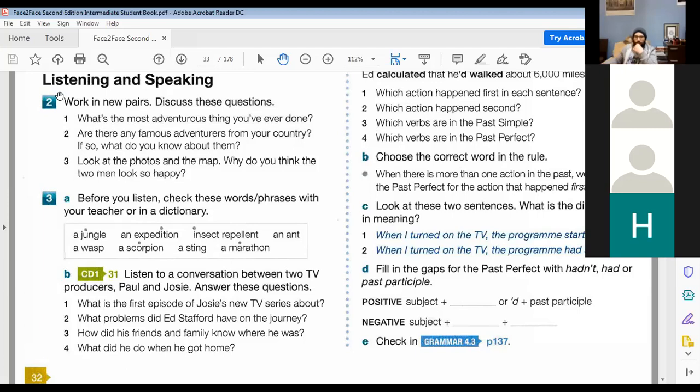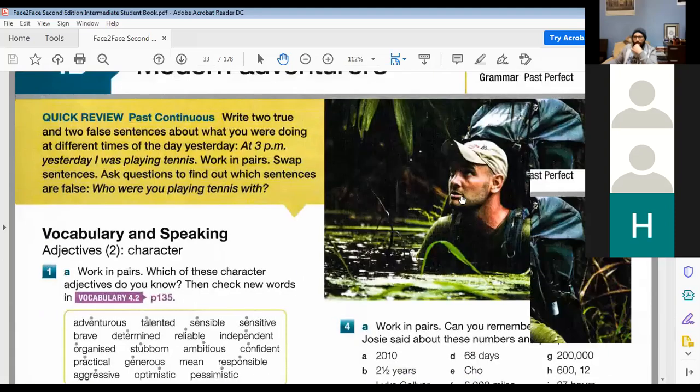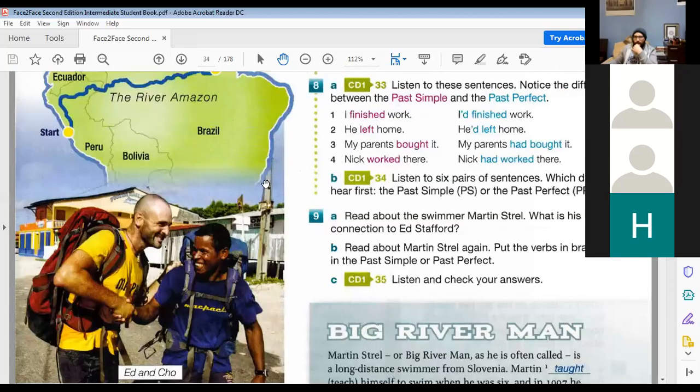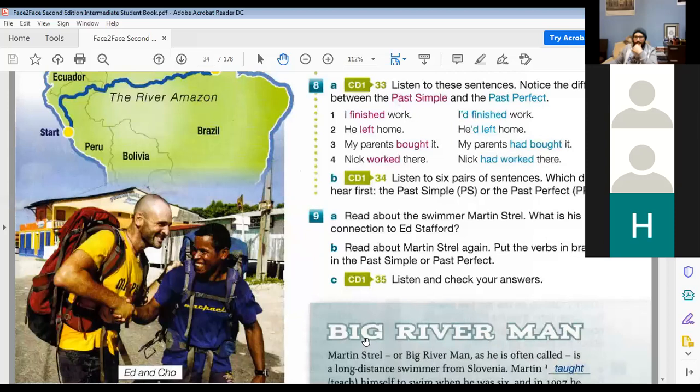Okay, our last part in this question says, look at the photos and the map. Why do you think the two men look so happy? I don't think they're talking about this photo. They're talking about this one. Why do these two men look very happy? What do you think? Maybe they reached their goals. Yes, I think so too. I think they got to where they wanted to reach.